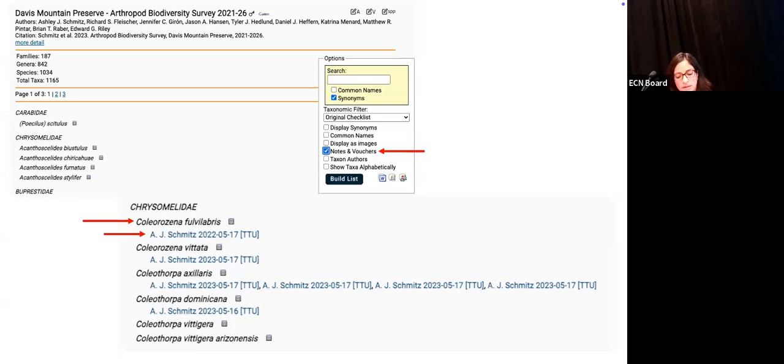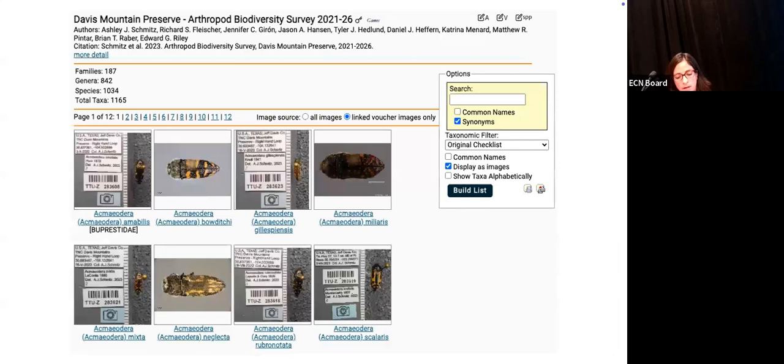Another way that you can see this information is by asking the database to display your taxa as images. And you can see that several of these here would have Texas Tech images, or images of specimens that are deposited at Texas Tech University. So it's a different way of seeing our data.